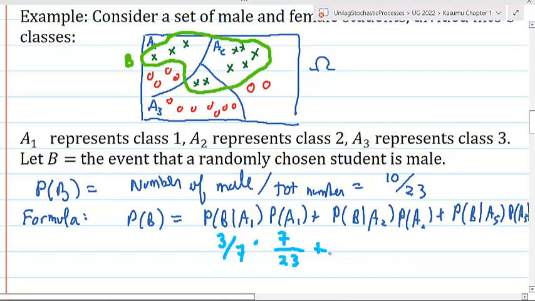All right? Now I want the probability of B given A2 times the probability of A2. Well, let's look just at A2. How many males in A2? Well, there's 5 of them. But I want the probability of B given A2. I want to do 5 divided by the number of students in A2, which is 7.